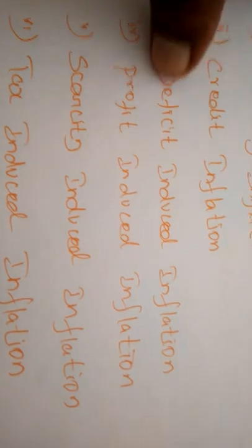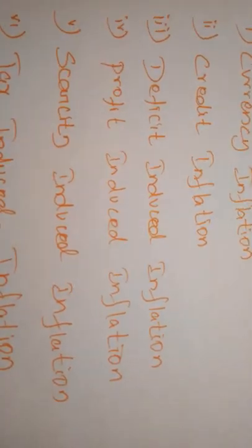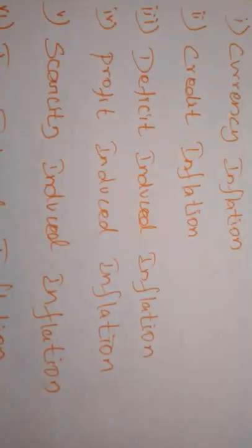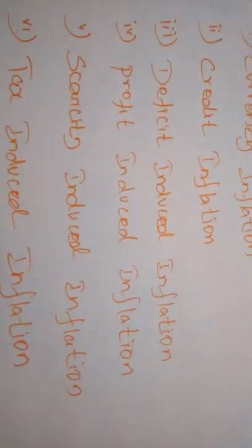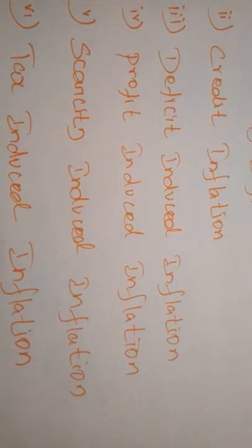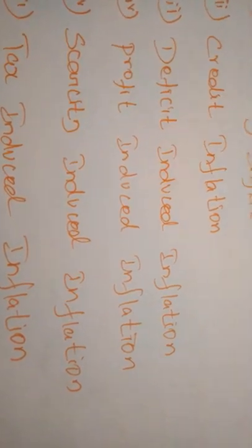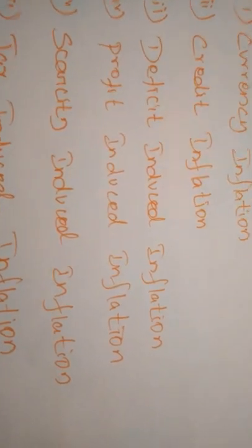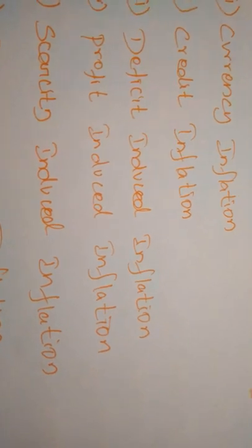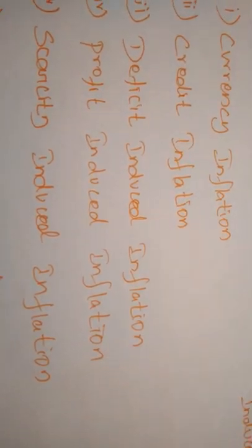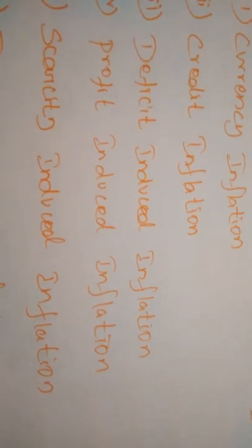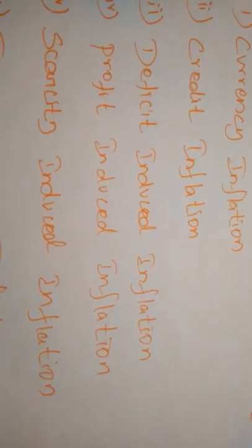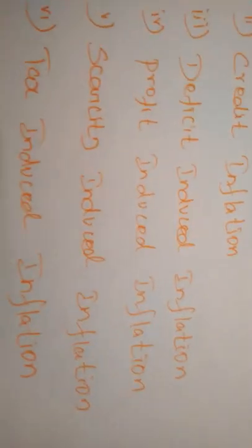Okay, next, profit induced inflation. Profit induced inflation is created only by entrepreneurs. The entrepreneur has one aim of earning more profit, right? For the purpose of earning more profit, he will hold the commodities, or he will create artificial demand. Then automatically the price will increase. Otherwise, even if there is no demand, he will increase the price of the commodity without any reason, only for the purpose of earning more profit. So this also leads to increasing inflation.